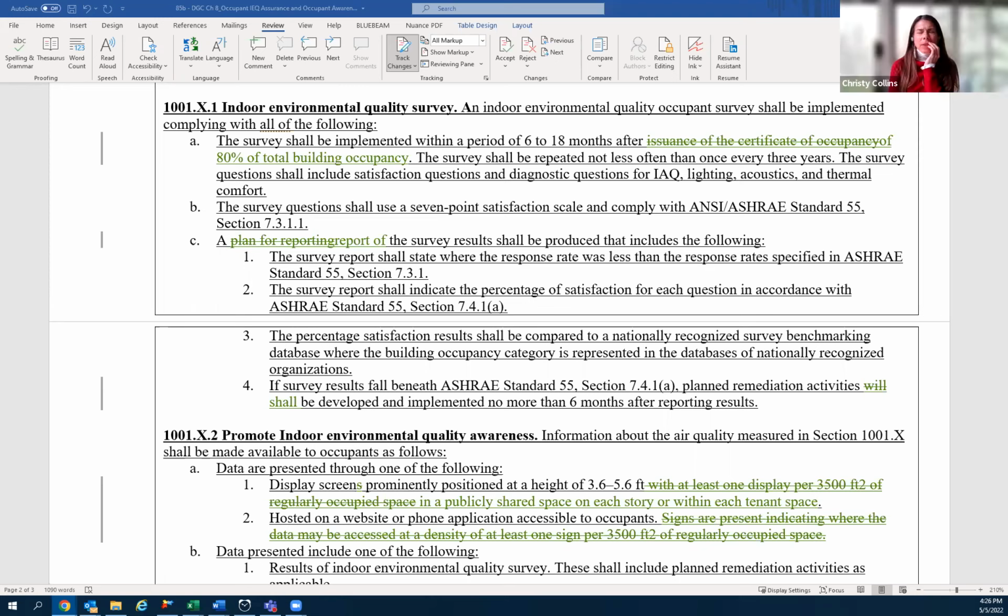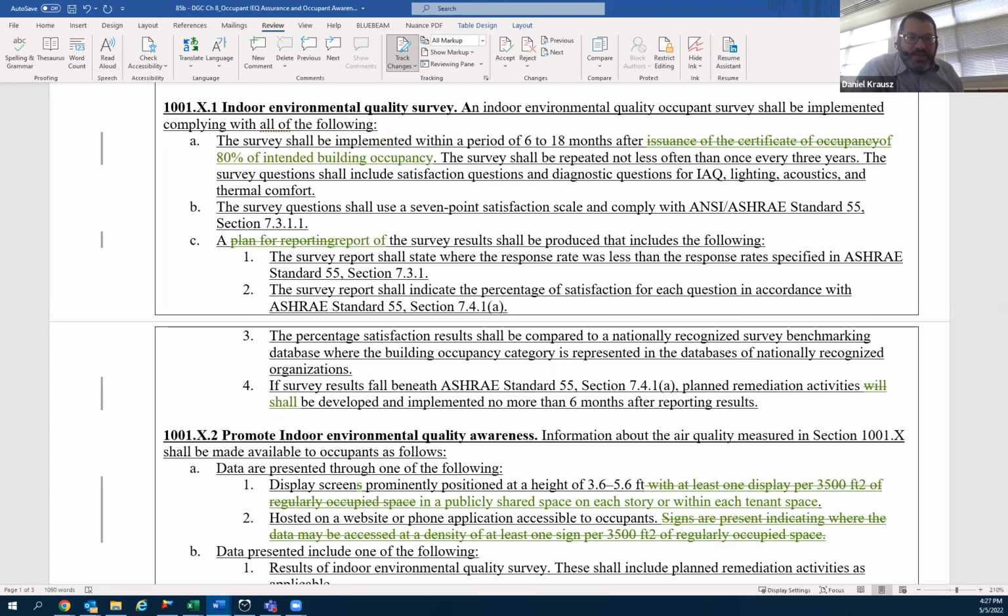Mr. Moderator, I would like to propose a modification to 1001X1 based on previous conversation under item A. In the language "80% of total building occupancy," I'd like to modify the word "total" to be "intended." So it's not based on square footage, it's based on the occupancy goals of the business or management.